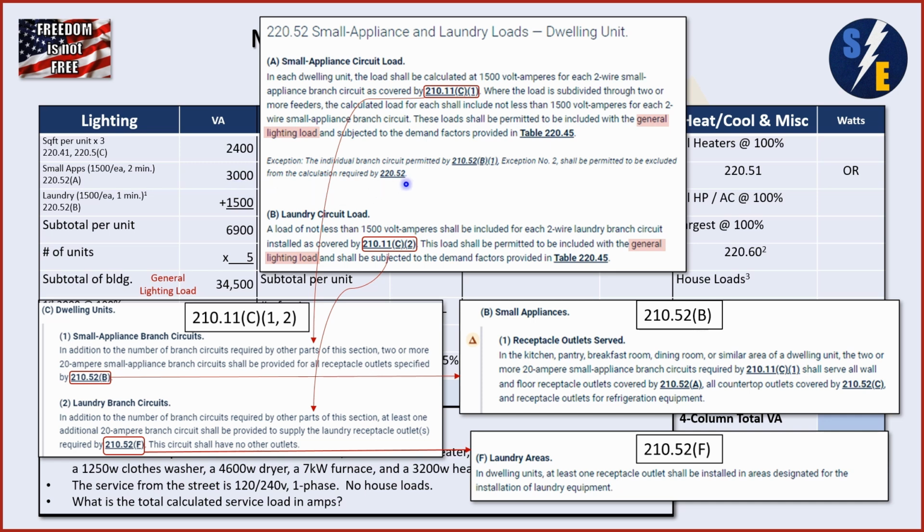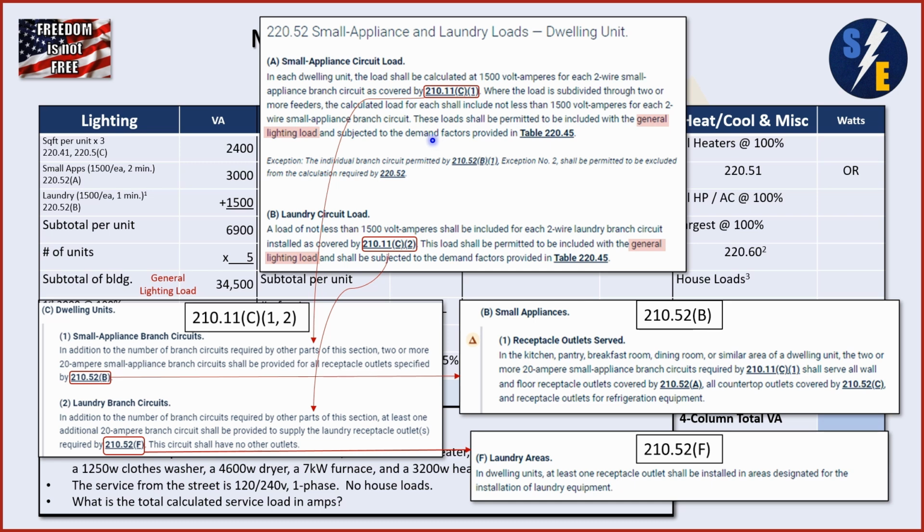Okay, now let's finish up in this section. It says, where the load is subdivided through 2 or more feeders, the calculated load for each shall include not less than 1500 VA for each 2-wire small appliance branch circuit. So that doesn't really change much. It's just telling you that if you have 2 separate feeders that are feeding your circuits into your kitchen area, they each have to be 1500 VA.